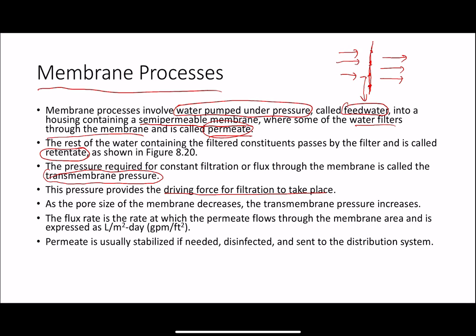Remember the pore size we were talking about? As the pore size of the membrane decreases because of clogging, all these organics in the feed water will clog the small pores, and as the pore size decreases, the transmembrane pressure increases. Of course, the flux rate is the rate at which the permeate flows through the membrane area and is expressed as liters per meter squared per day or gallons per minute per foot squared. The permeate is usually stabilized, disinfected, and sent to the distribution system.